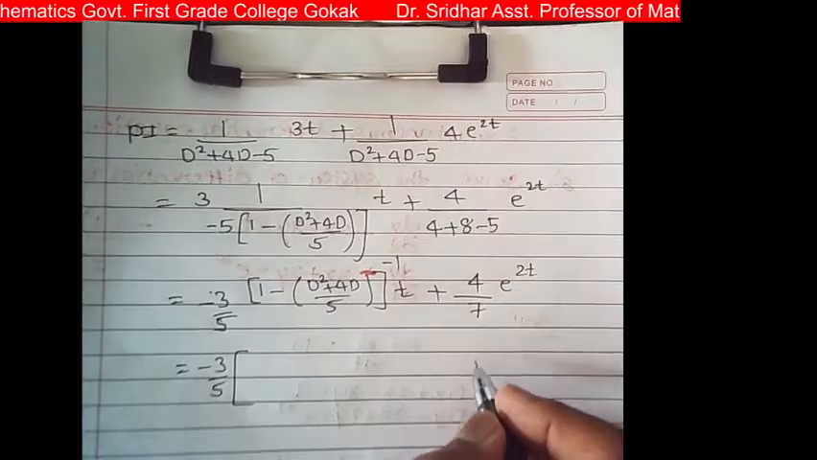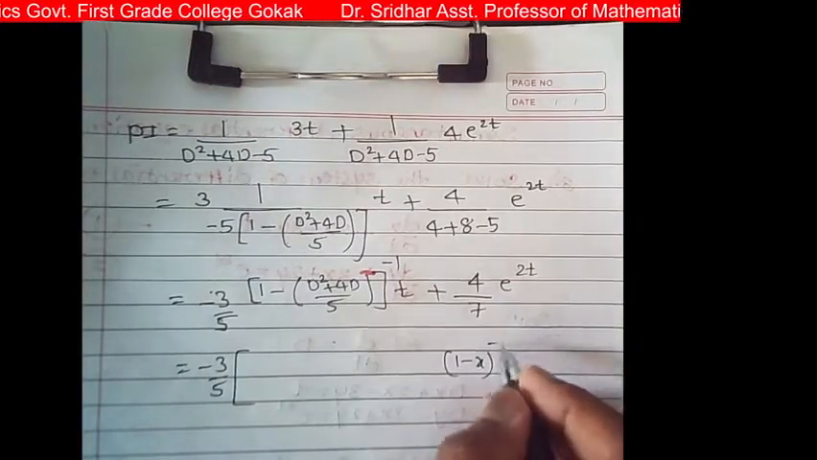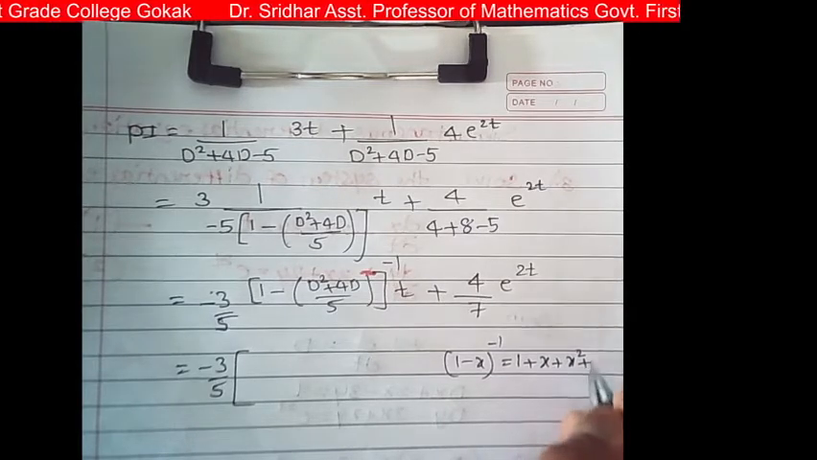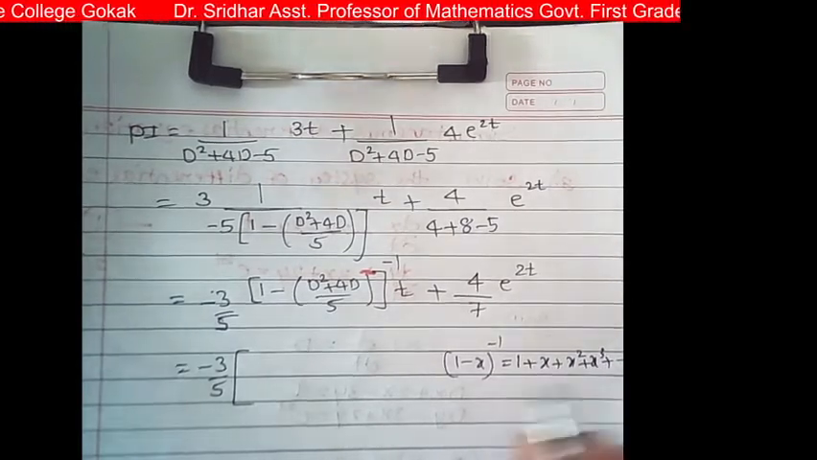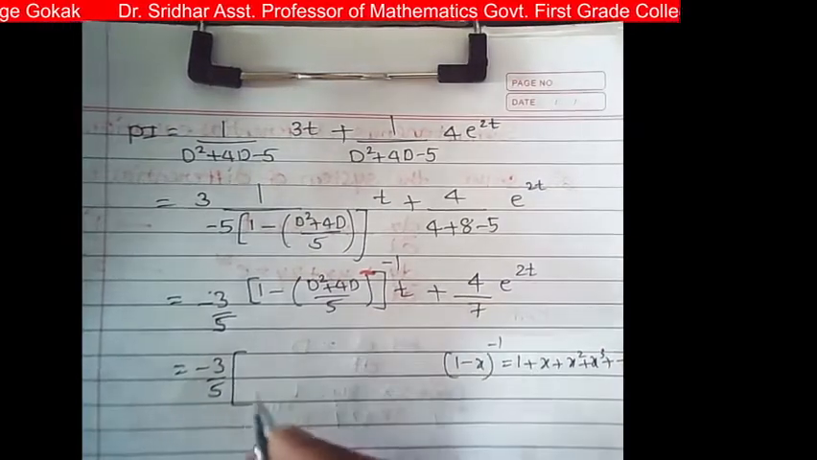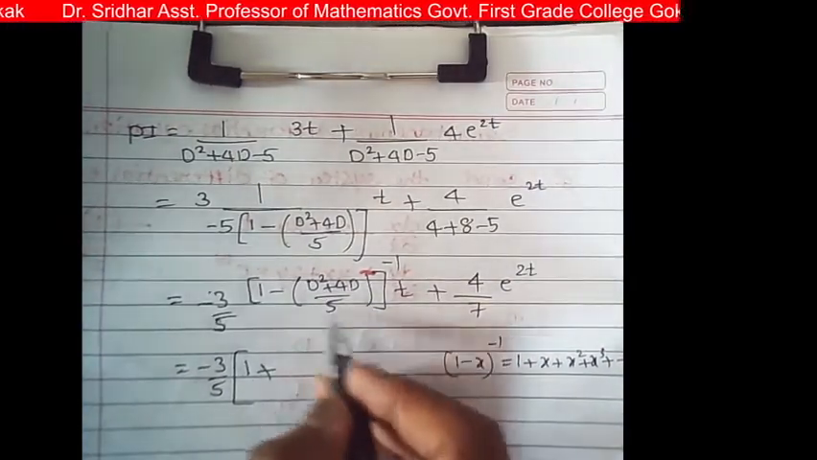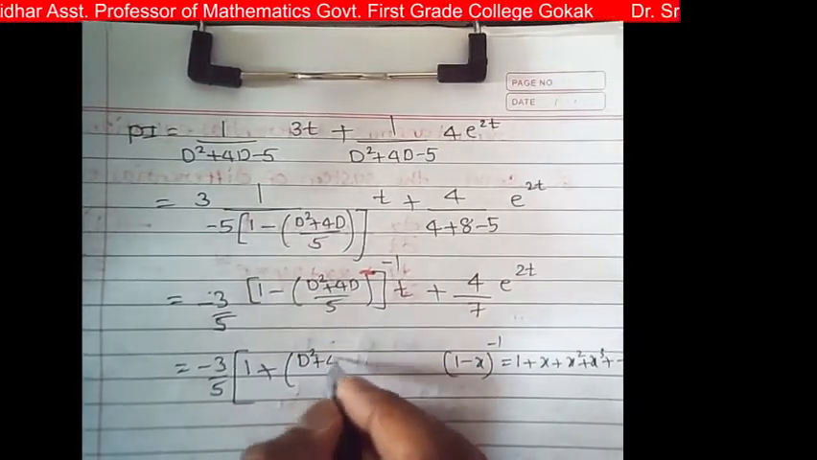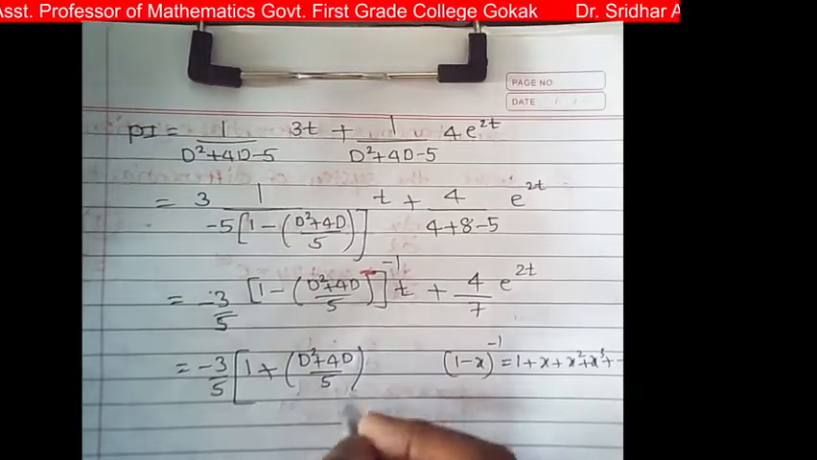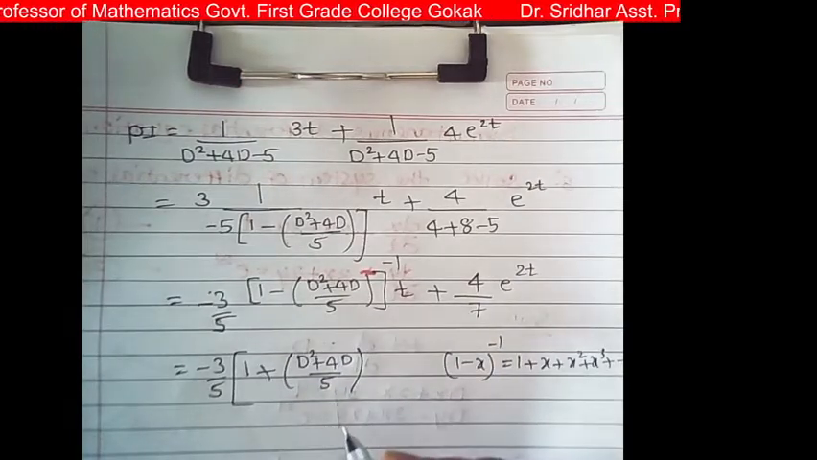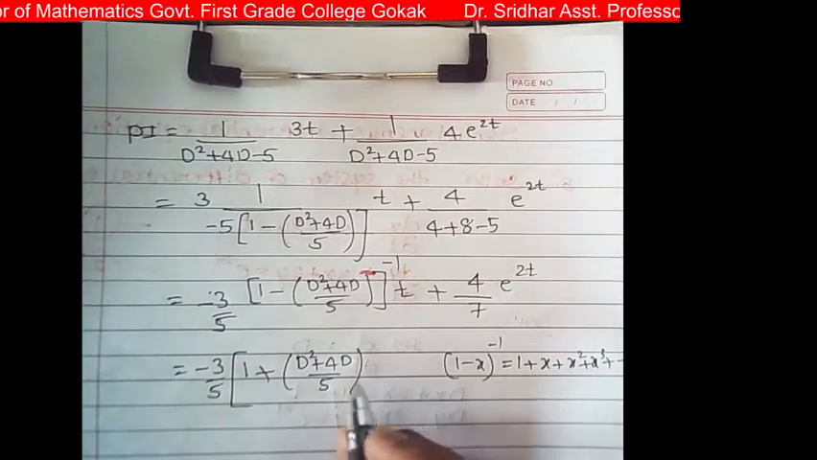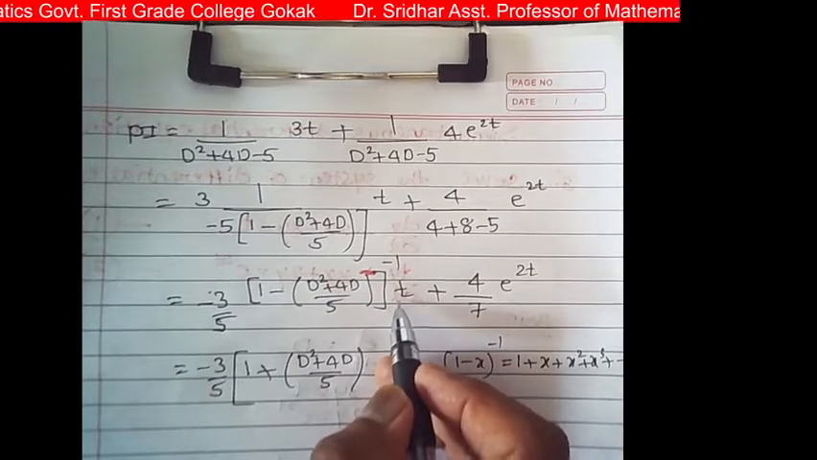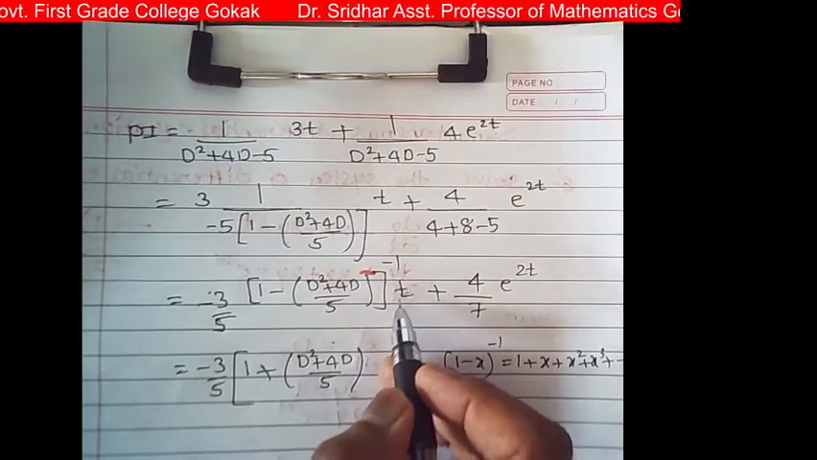So now it is of the form 1 minus x whole raised to minus 1. So you know that 1 minus x whole raised to minus 1 can be expanded as 1 plus x plus x square plus x cube and so on. The same technique we use here to expand this. So first 1, now this is x, 1 plus x, D square plus 4D divided by 5, then x square. So no need to write further terms because here t has the power 1. The power of t is 1.